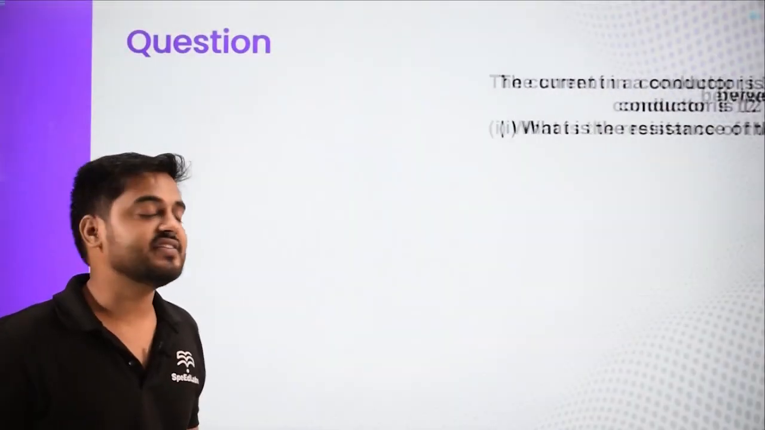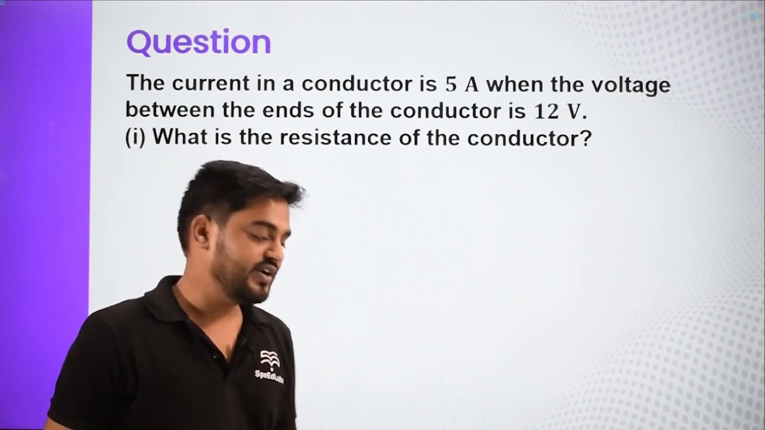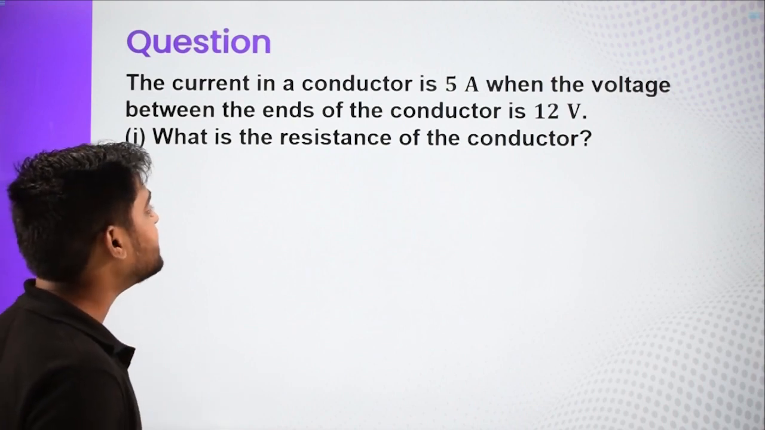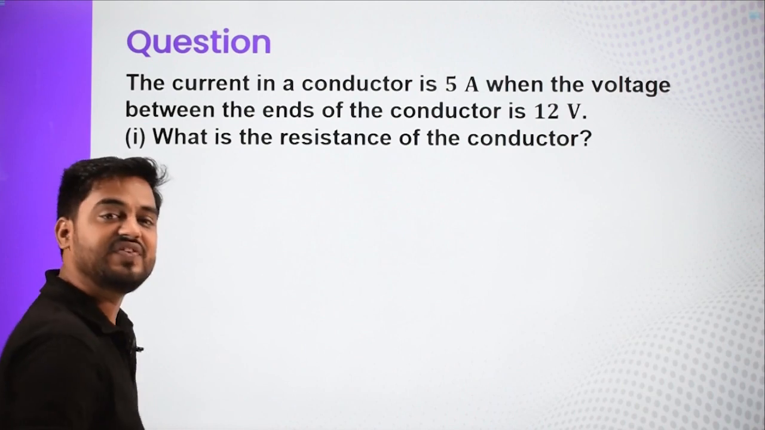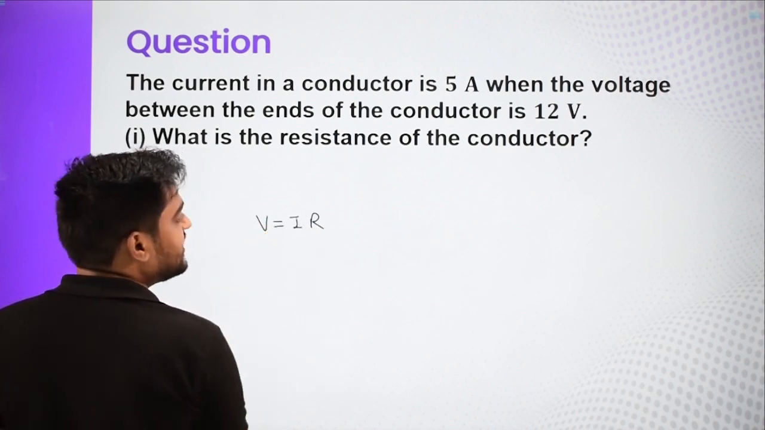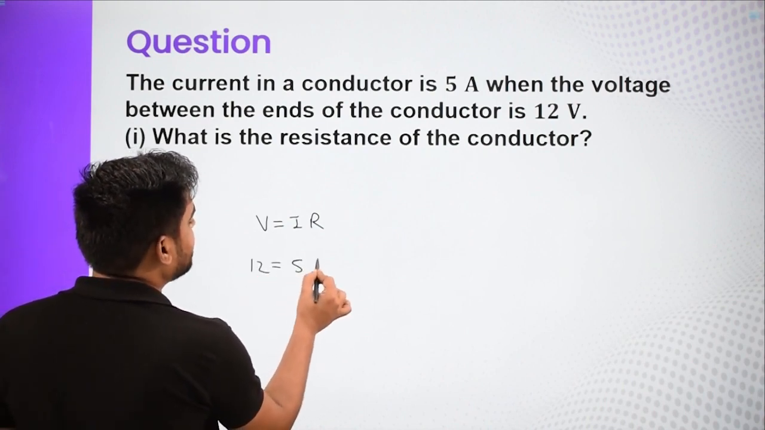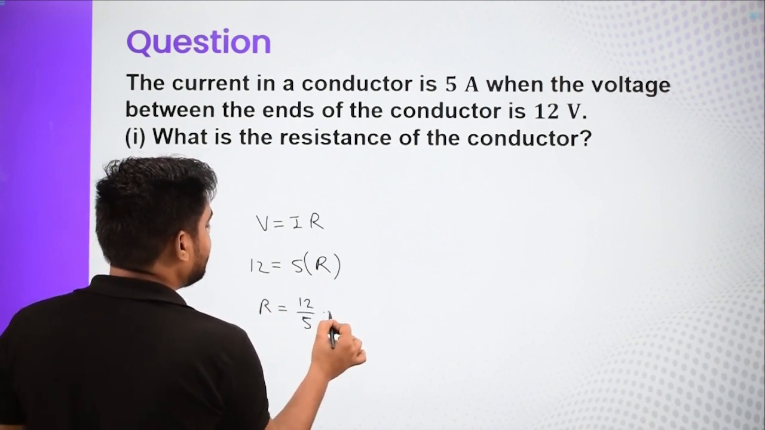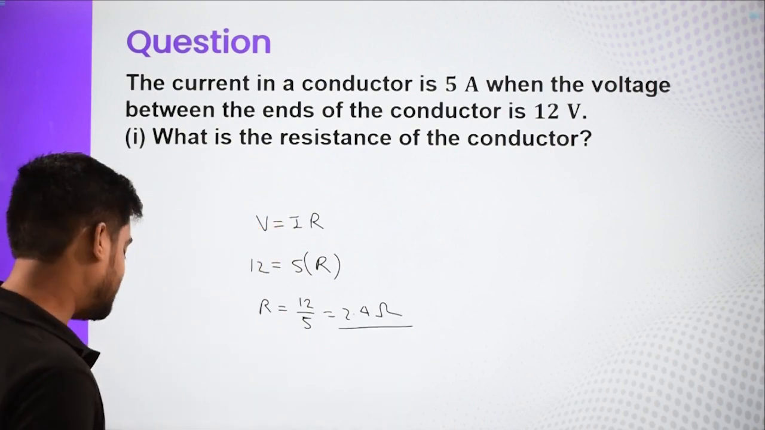Let us have a look at this question. This question says the current in a conductor is 5 ampere when the voltage between the ends of the conductor is 12 volt. First question is, what is the resistance of the conductor? They have given us V and I, so we can simply apply Ohm's law. V is equal to IR. The value of voltage is 12 volt and the current is 5 ampere. So resistance will be 12 by 5, that is 2.4 ohm. The SI unit is ohm. So this is the resistance of the conductor.